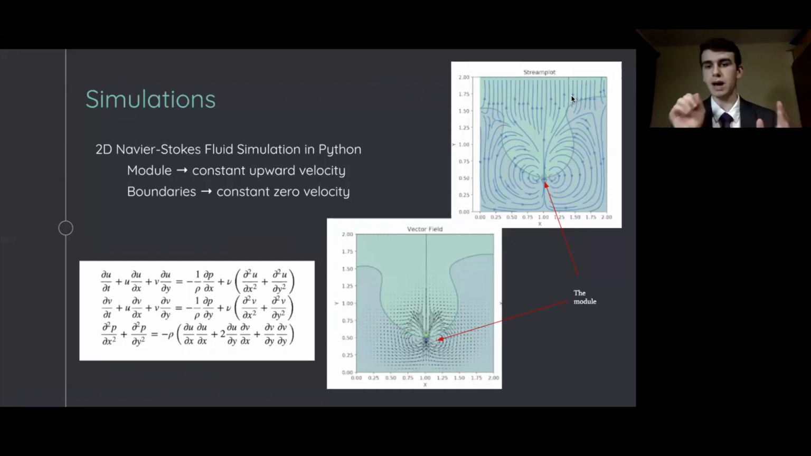So in order to model the module in this space, we made a constant upward velocity at a given point, which we pointed to here. In order to create boundaries in this space, we found a specific set of points, and we defined them all as having zero velocity, which effectively made them boundaries.